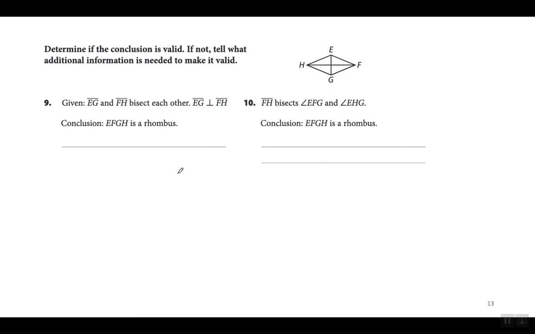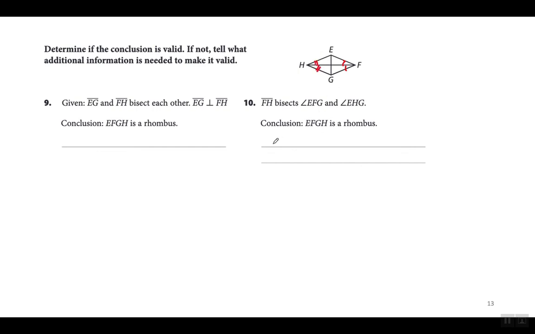Okay, number 10. Segment FH bisects angle EFG and angle EHG, all right? So it's bisecting these angles. Can we conclude that it's a rhombus?